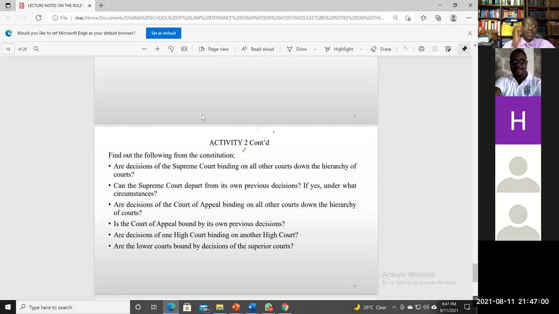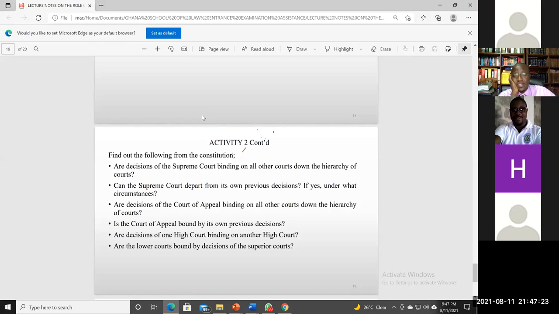3. Can the Supreme Court depart from its own previous decision? The answer is yes. And again, Article 129 clause 3. If yes, under what circumstance? What the Constitution says, 129(3), is that when it appears to it right to do so. So the circumstance is that when the Supreme Court considers that it is right or appropriate for that to be done, then it will do that.